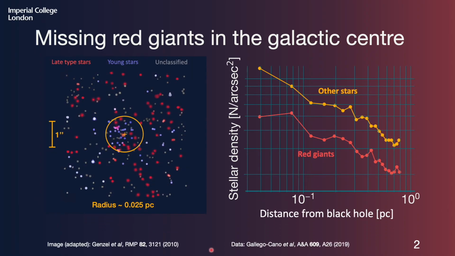We know that stars in a gravitational potential, by interacting gravitationally with each other, will slowly drive themselves into an equilibrium distribution. This is called a cusp distribution, and it is what is shown in yellow in this plot. However, this does not happen for red giant stars. Closer to the center, their distribution flattens out, and this indicates that some of the red giants are missing.